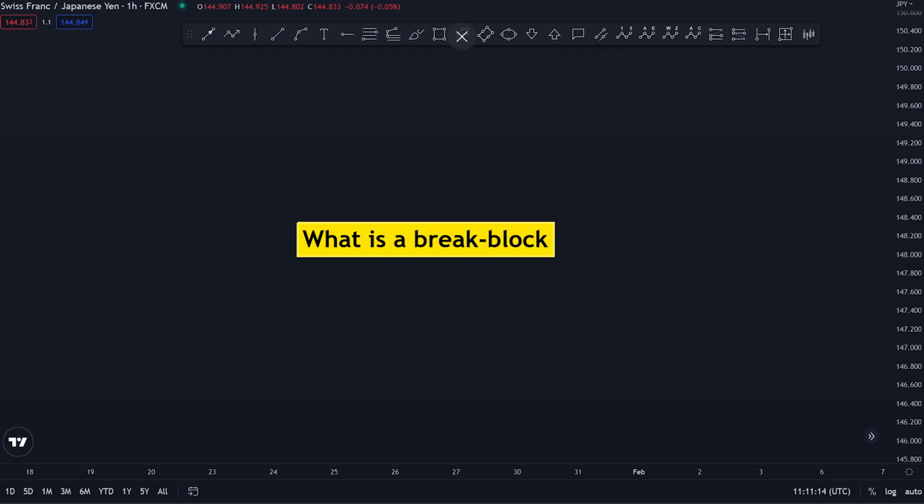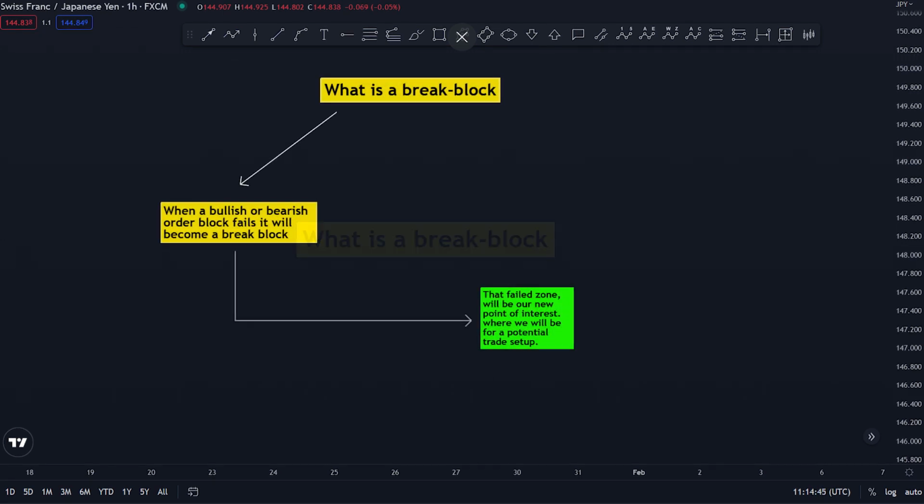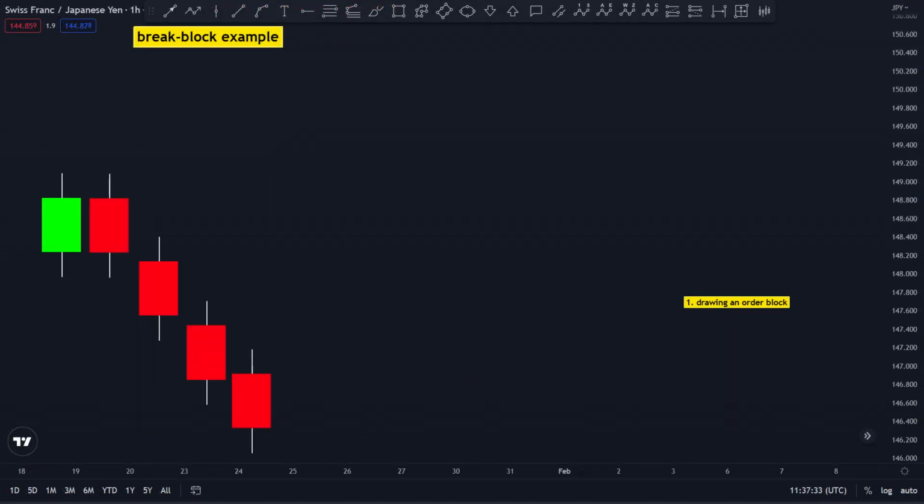In this section of the video you will learn about break or block, or you can say break and retest of an order block. It's not very hard to learn if you understand how to identify order blocks. If a bearish or a bullish order block fails, it will become a breaker block. So the failed zone will be our new point of interest. Let's do a proper example so that you can all understand it clearly. In this example, we will do everything step by step so that even a beginner can understand it.